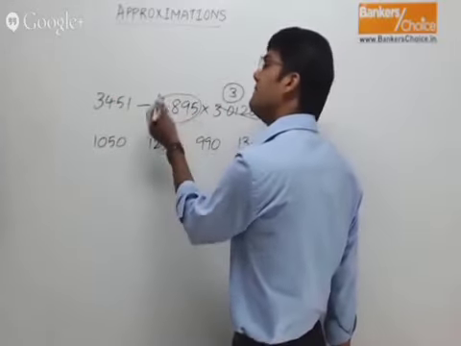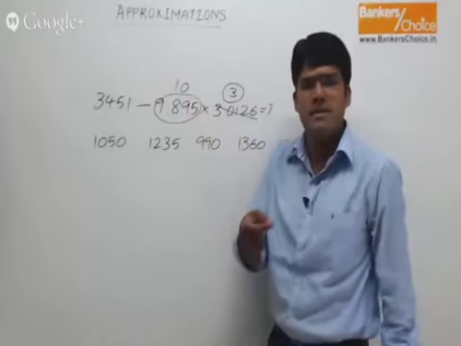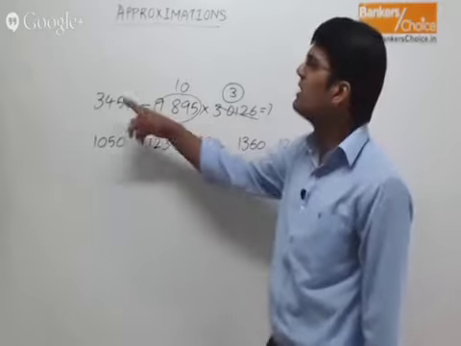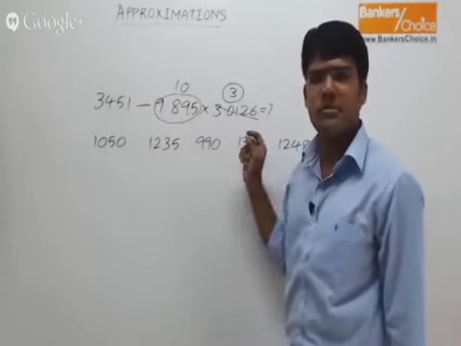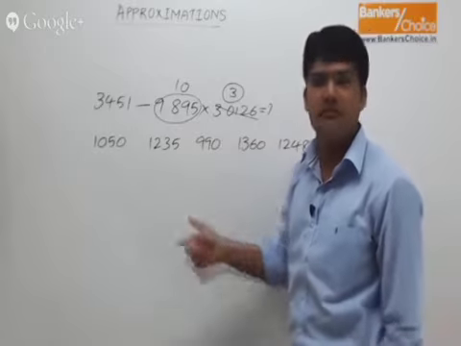9.895. Can I take it as 10? Yes, nothing wrong. I mean 9.895 and 10, there's hardly any difference, right? 0.15 is the difference, right? So 3451 divided by 10. 3451 divided by 10 is how much? 345.1, right?